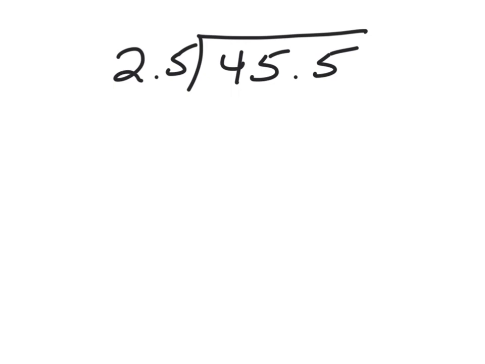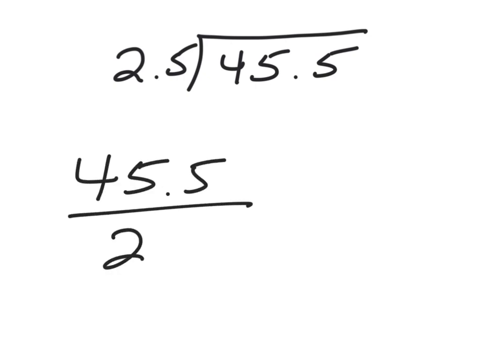Let's look at this problem. We have 45 and 5/10 divided by 2 and 5/10. Now I can rewrite this as a fraction, 45 and 5/10 over 2 and 5/10. Now we learned that in fractions, whatever you do to the top, you must do to the bottom, and you'll have an equivalent fraction. Well, if you have an equivalent fraction, that's going to be the same overall value, which means if we change this in a division problem, we're going to have the same value.